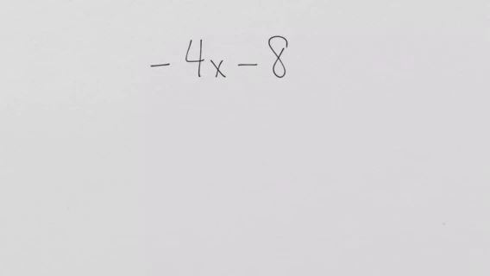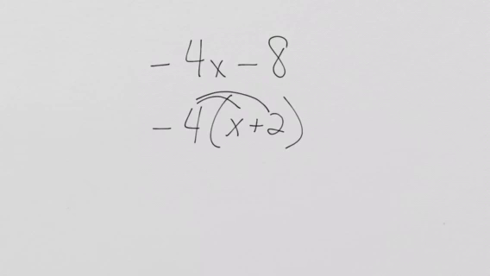And here's our last one. On this one, I'm probably taking out a negative 4. If I do, I'll get x and then plus 2. Let's see how that works. Negative 4x, negative 8. So it checks. So that's how you factor using the greatest common factor.